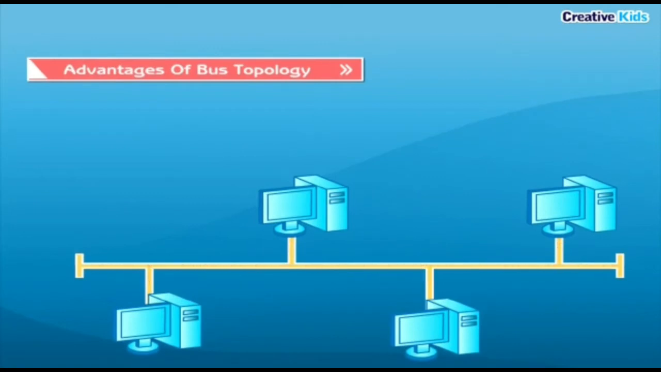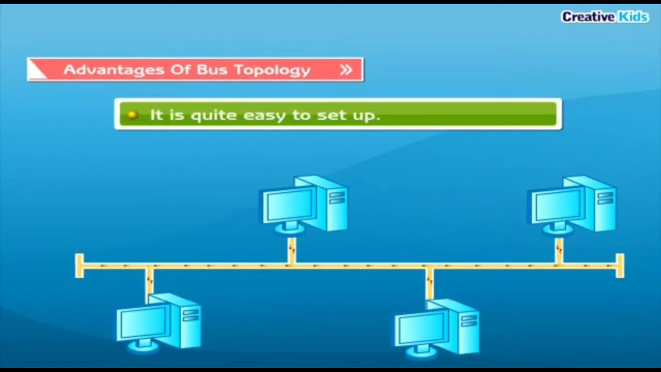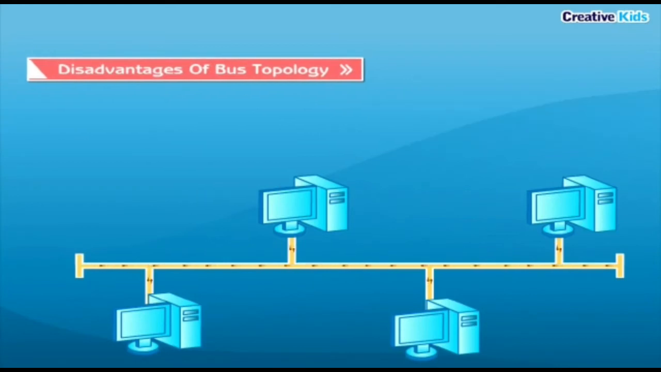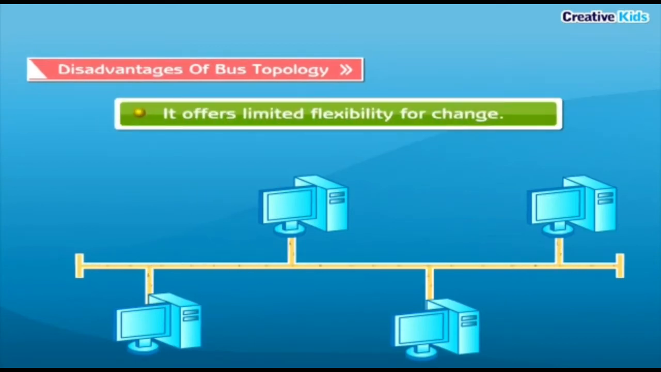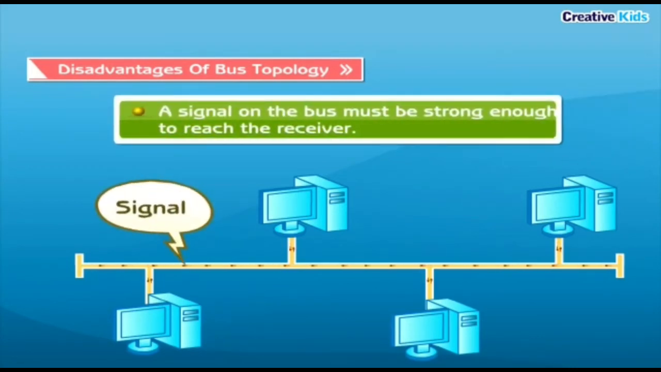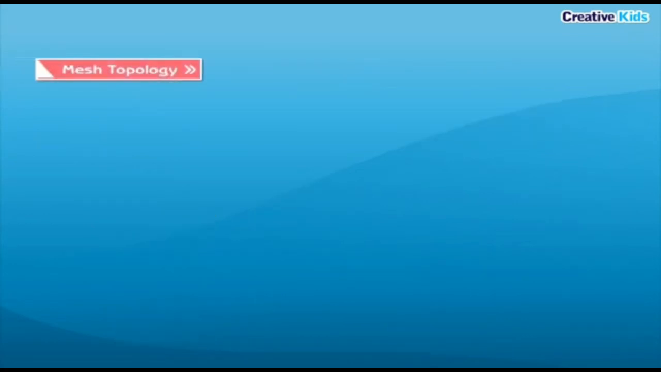Advantages of bus topology. It is quite easy to set up. Failure of one node does not affect the rest of the network. Disadvantages of bus topology. It offers limited flexibility for change. A signal on the bus must be strong enough to reach the receiver.